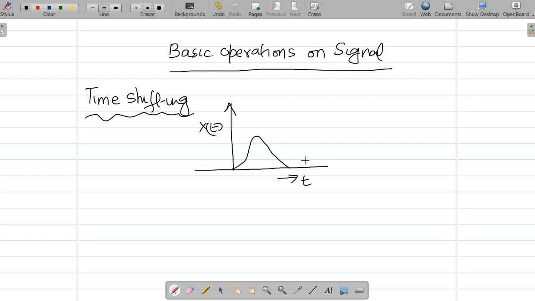Now, if I want to shift the signal in the forward direction, suppose for some application I want to shift the signal forward. Let us say the signal has been shifted to t0. Then the x of t becomes x of t minus t0.